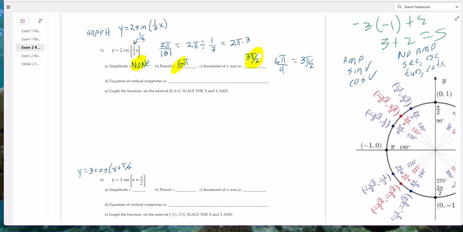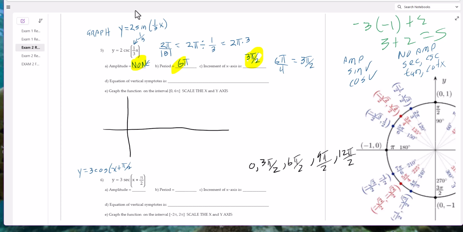And when we count out the 3 pi over 2, we have 0, 3 pi over 2, 6 pi over 2, 9 pi over 2, and finally we make it to 12 pi over 2. And again, reduce the fractions. So notice 1, 2, 3, 4, 5 gets you to that period 6 pi. Okay, so get your x-axis set up. We'll have 3 pi over 2, 3 pi, 9 pi over 2, and then we'll have 6 pi like this.